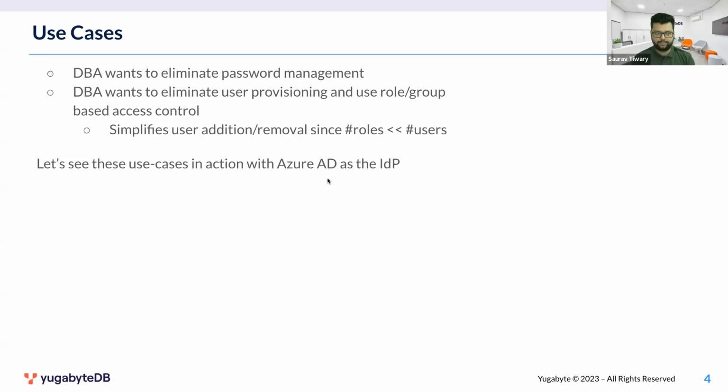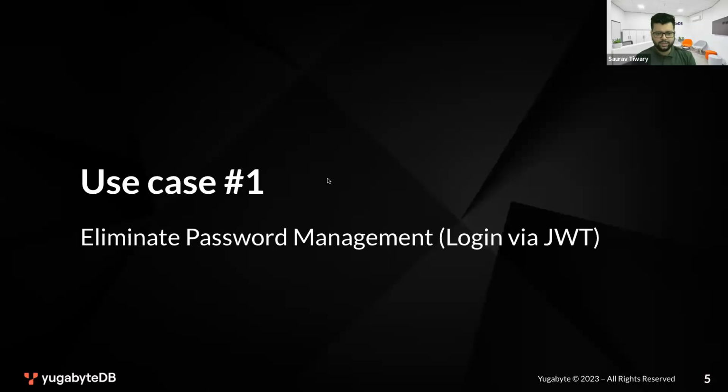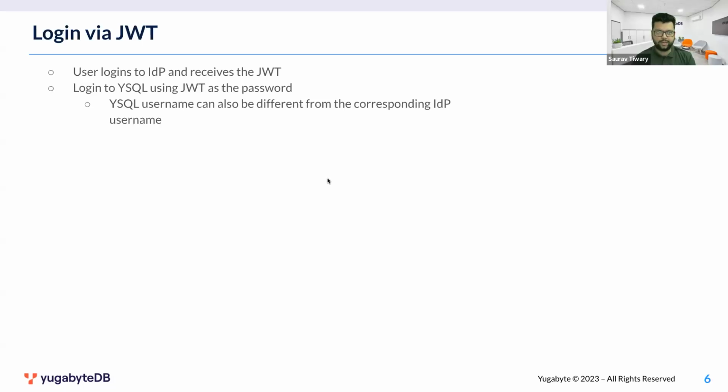Okay, great. We'll talk about these 2 use cases in action, targeting Azure AD. First, eliminating password management. What I mean by that is you should be able to log in via your web token. As a user, you have to log into your identity provider, and once you successfully log in with your username and password, you'll receive a token, which includes all of your identity information.